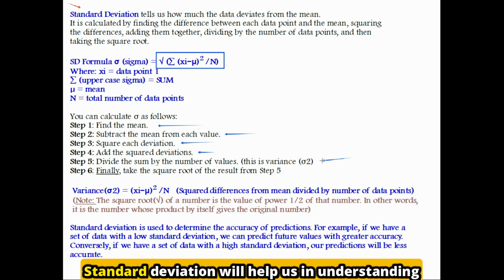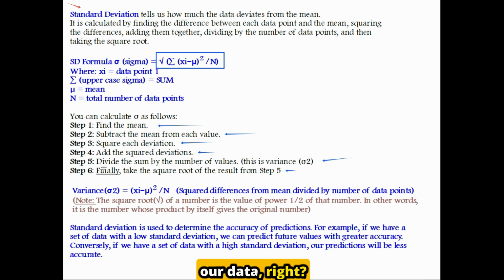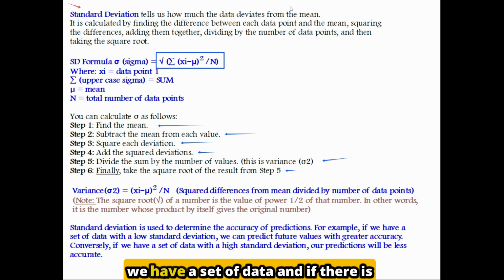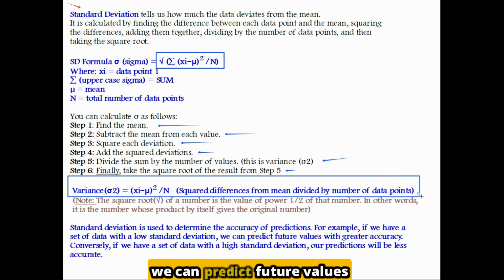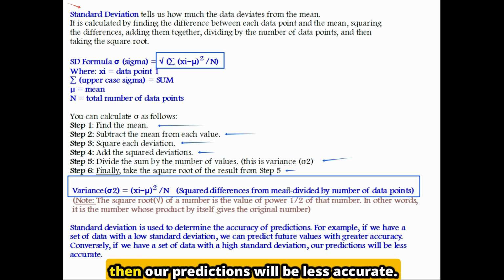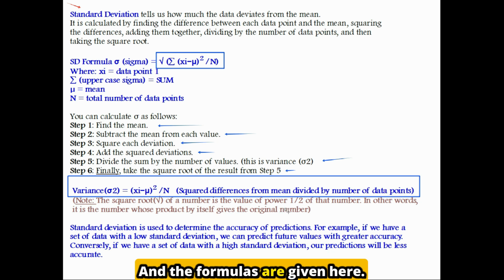Why do we do this? Standard deviation will help us in understanding our data, right? So, for example, if we have a set of data with a low standard deviation, we can predict future values with greater accuracy. And if it is not low, then our predictions will be less accurate. And the formulas are given here.